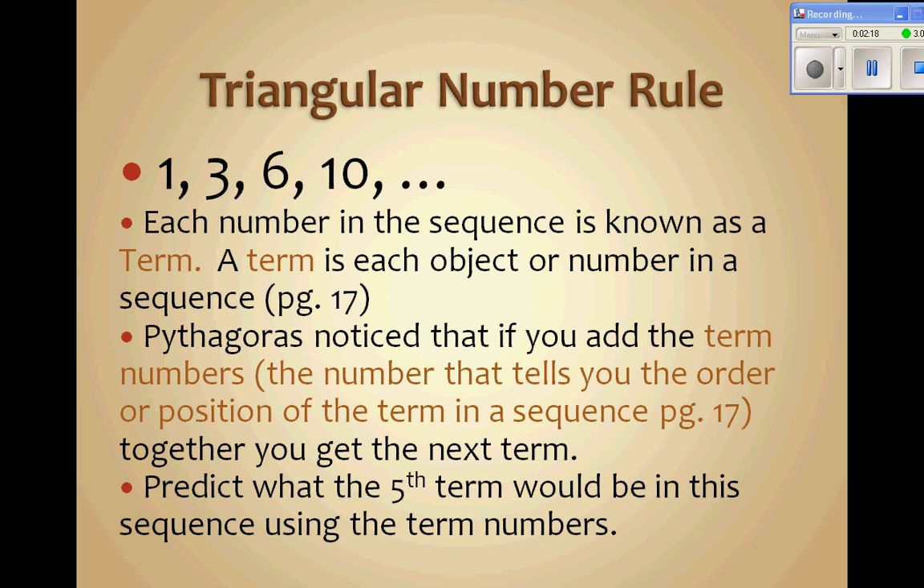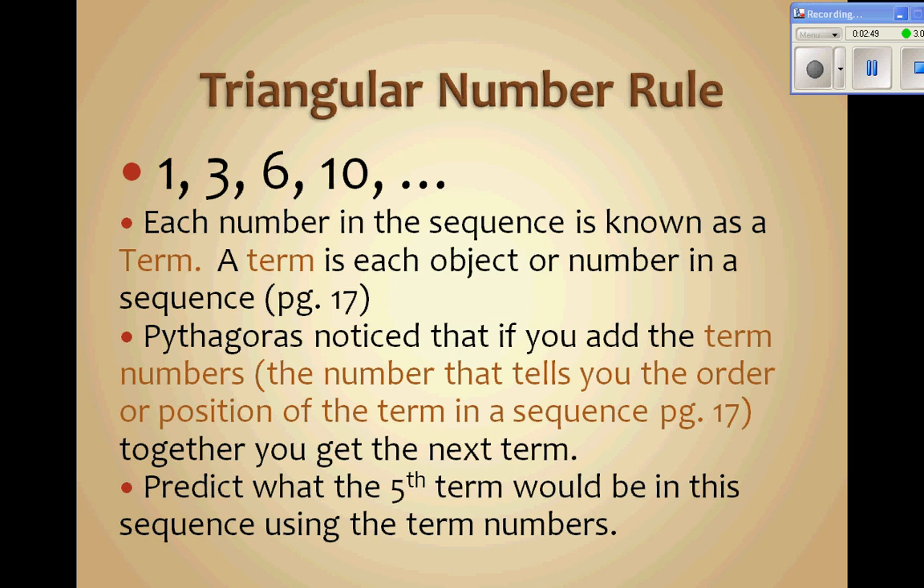Pythagoras noticed that if you add the term numbers, the number that tells you the order or position of a term in a sequence, you will get the next term. A term number, again, is the position in which the term is located in the sequence. For instance, the term 3 is in position 2, so the term number is 2.